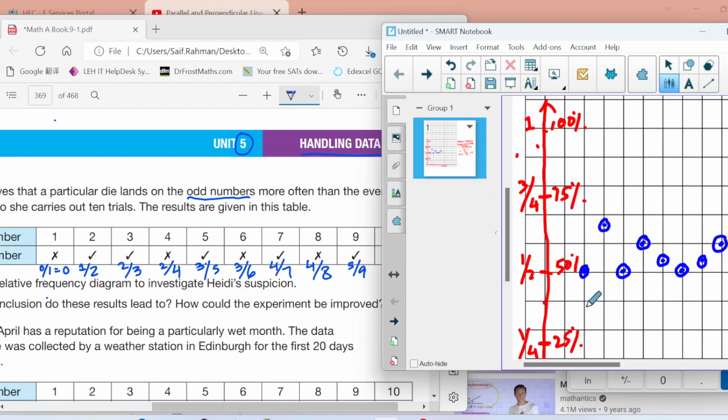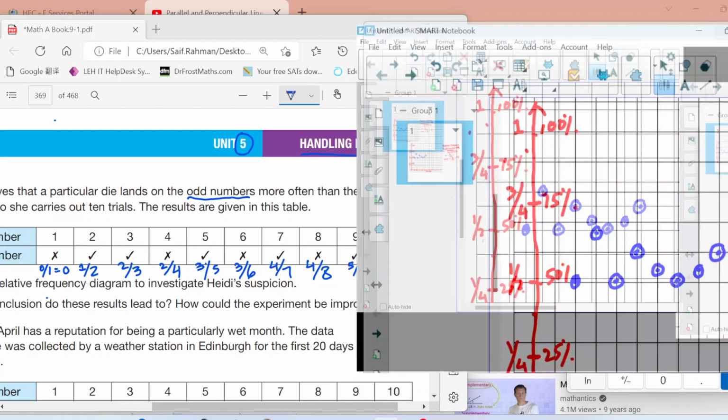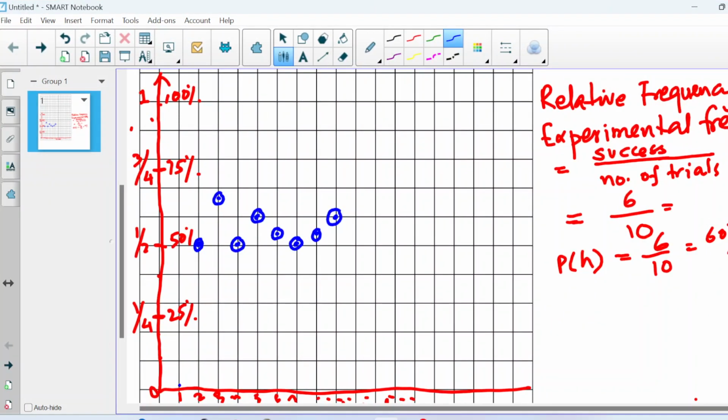So if you connect these points, for the first experiment, it was 0. So you can just connect these lines. This you can call a relative frequency diagram. And the final result here is 60%.